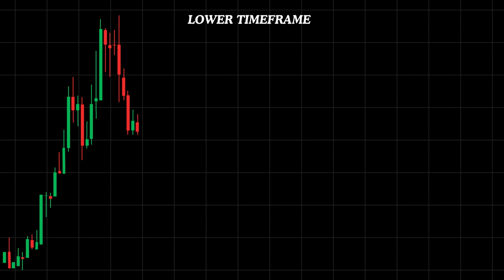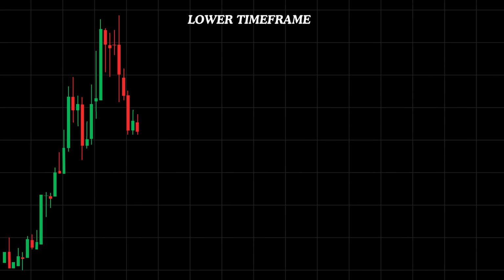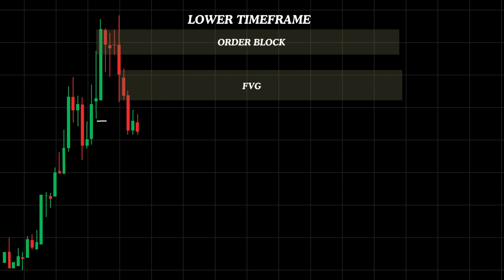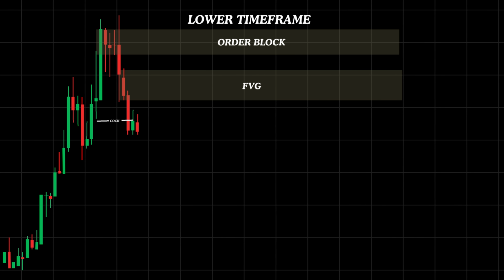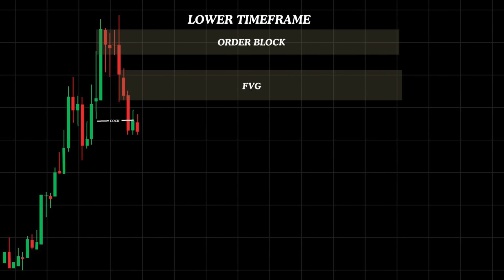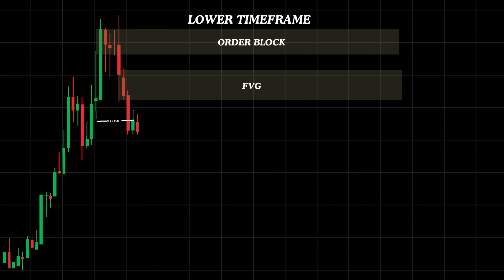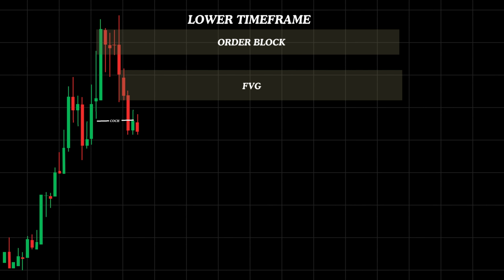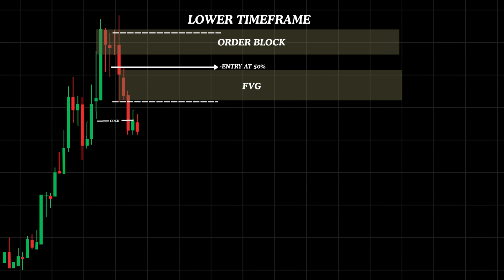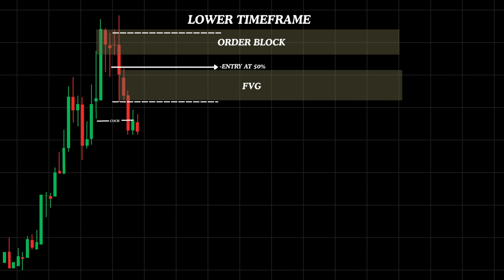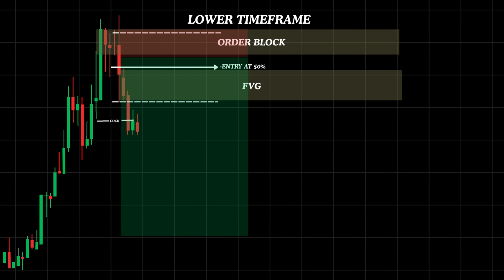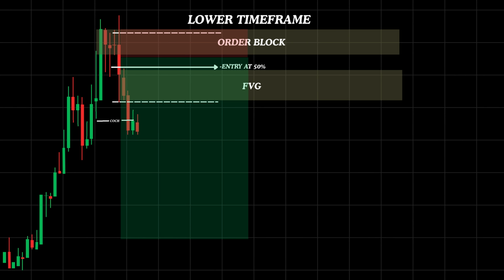Let's look at another example. To set an entry in the 1-minute time frame chart, I am identifying the order block generated by the change of character. Moreover, we can also spot a fair value gap positioned just below the order block. In scenarios where order blocks and fair value gaps align, the best option is to set the entry point at the midpoint of the zone, including both the order block and fair value gaps.